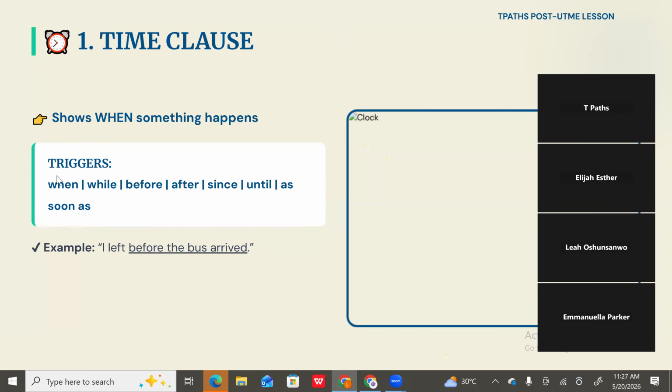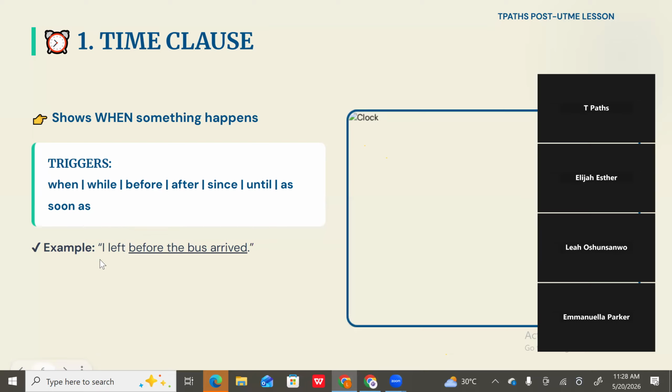For example, when you want to indicate that the clause is talking about time, you have to pay attention to the trigger words there: when, whenever, while, before, after, since, until, as soon as. If you can see these trigger words, please know that it's time. There are no gimmicks. You don't need to read the entire sentence. Just first look at the trigger words.